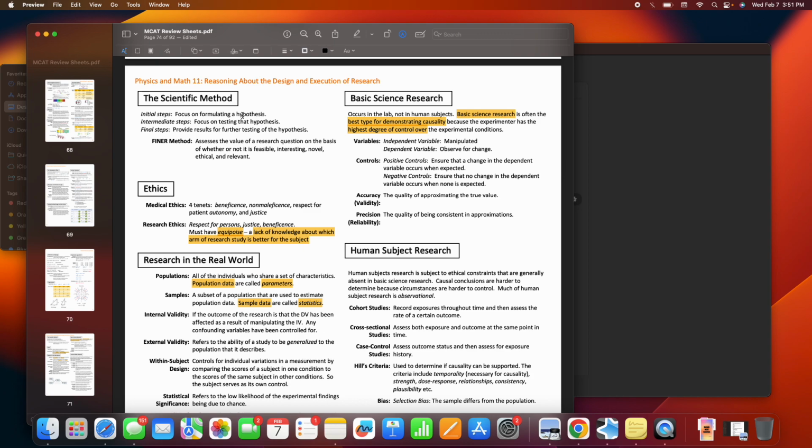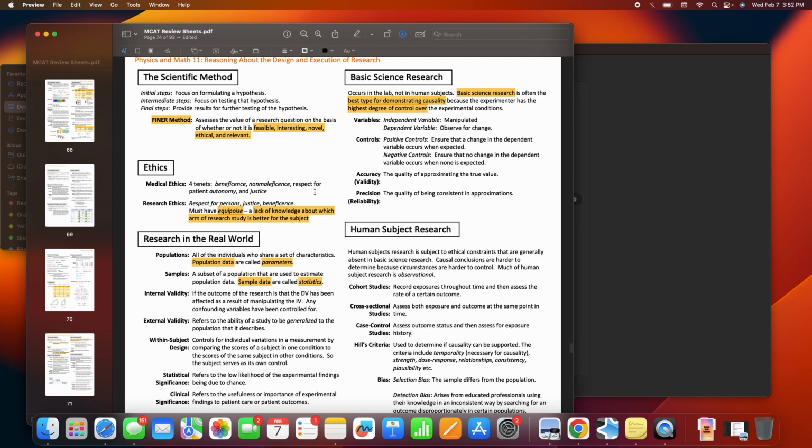So in the initial steps, you formulate a hypothesis, then you test that hypothesis, and then you provide results for that. The FINER method assesses the value of a research question on the basis of whether or not it is feasible, interesting, novel, ethical, and relevant. Feasible, interesting, novel, ethical, relevant. So it's the value of a research question.